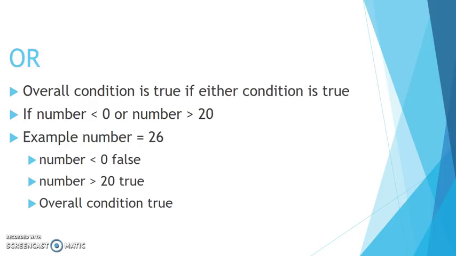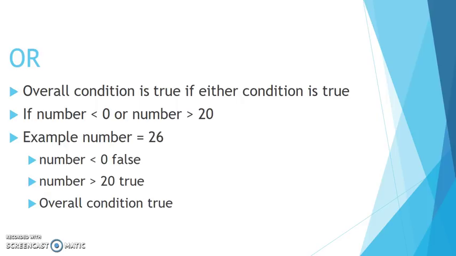And then the last test case that we're looking at is where our number is 26. So again, let's test our conditions. 26 is not less than 0, so that condition evaluates to false. But 26 is greater than 20, so the second condition evaluates to true. And remember, it's an or statement, so we have got a false or a true, so in that case, the overall condition is true.